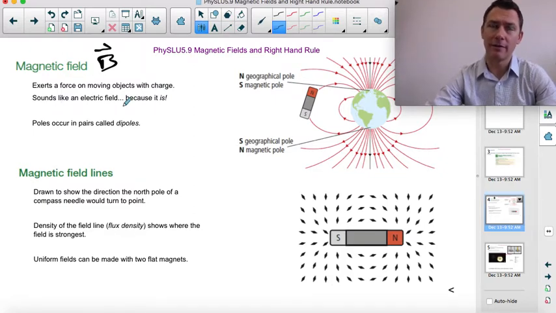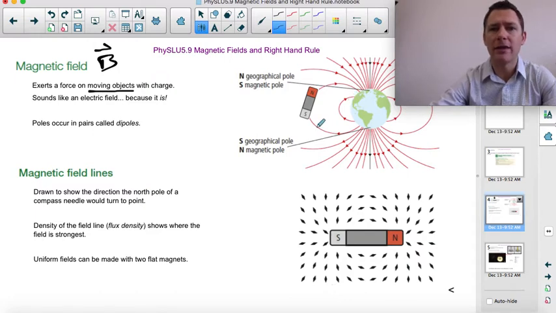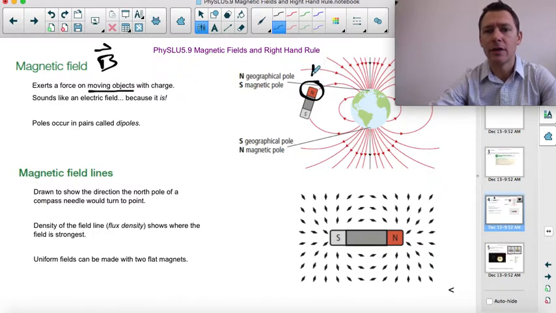They're very similar, and in fact they're the same thing, but magnetic fields deal with moving charges specifically, and those poles are called dipoles, and you see them in magnets. You see them in the magnetic field of the Earth. Magnetic field lines show which way the north pole of a magnet would turn, and so if you put a magnet in space there, and this was the north, the magnet would turn to aim for this area. This is the north pole of a magnet.